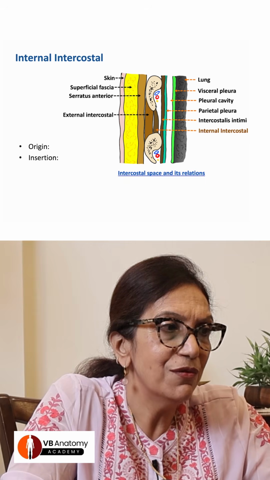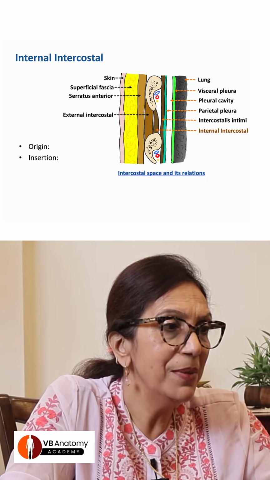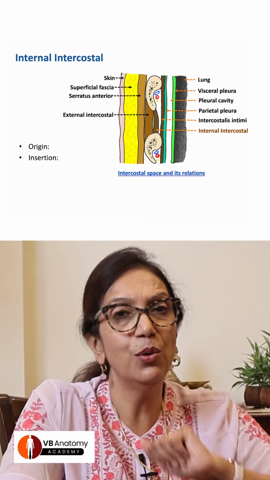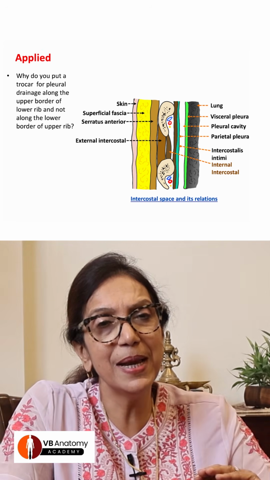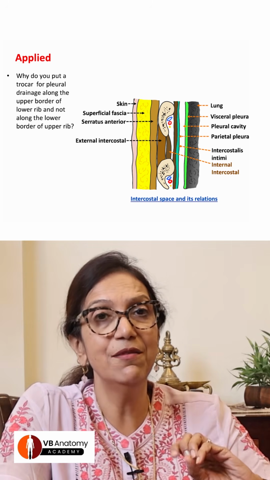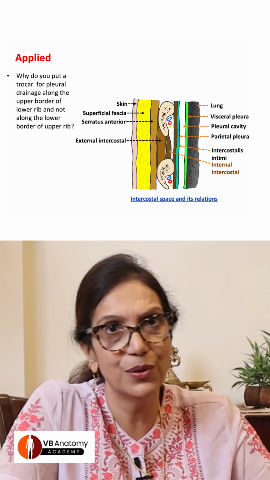It takes origin from the floor of the costal groove, from the upper rib to the middle of the upper border of the lower rib. So with this, we completed the intercostal space and the muscles there. We still have to discuss nerves, arteries and veins, but I have a question for you.